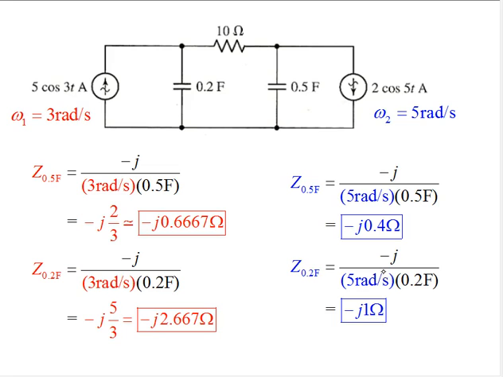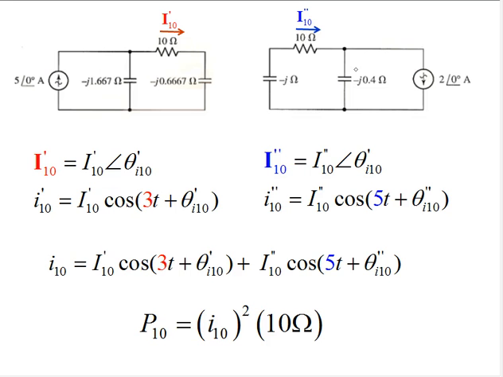The phasors are not affected by the frequency. If we look at this phasor, this is just going to be our 5 angle 0 degrees. This will just be equal to 2 angle 0 degrees. So the phasors aren't affected by the frequency. They are when we convert back to time domain. So let's look at this circuit. We'll have to use superposition. We solve for the impedances. We'll look at this circuit that kills the 2 amp source. We'll look at this circuit that kills the 5 amp source, and based on just these sources, we'll find an I10 prime phasor and an I10 double prime phasor.